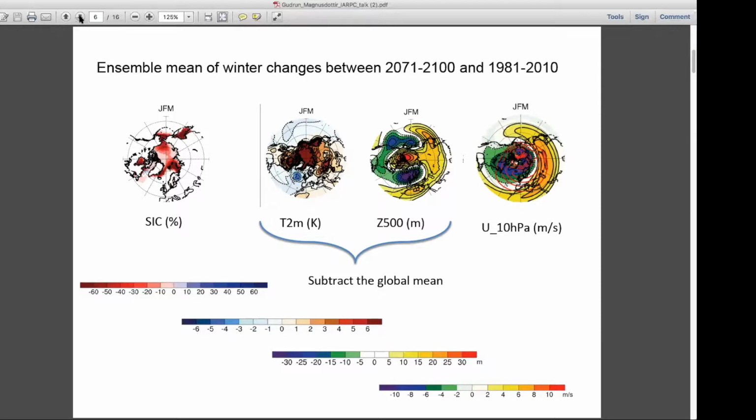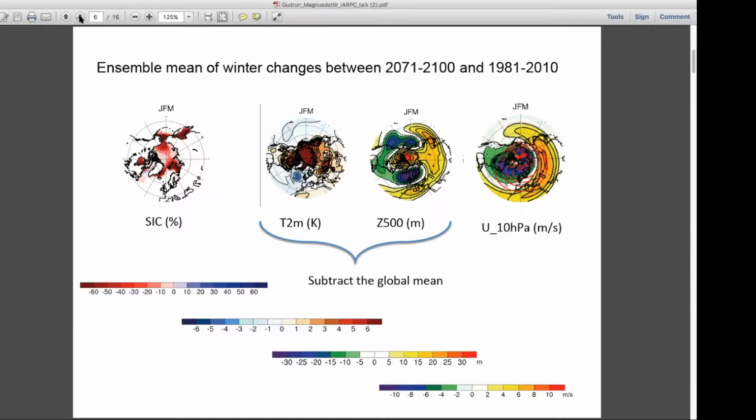On the right, there's firstly the response in terms of surface temperature, and then in 500 hectopascal geopotential height. As you can see, in terms of temperature, there's massive warming in the Arctic. But the dynamical response is not in terms of the northern annular mode as we're used to seeing. It's more complicated, and it's reminiscent of a wave train.